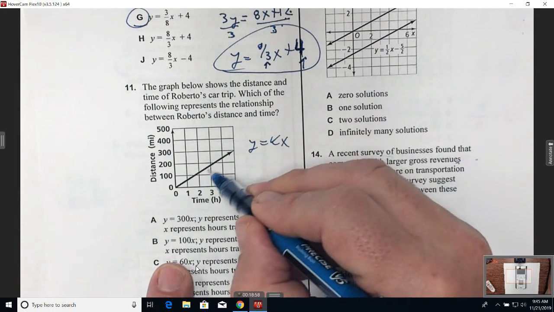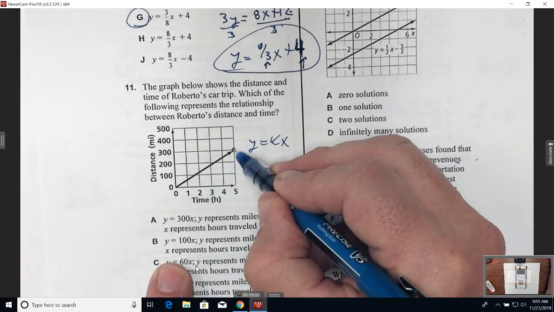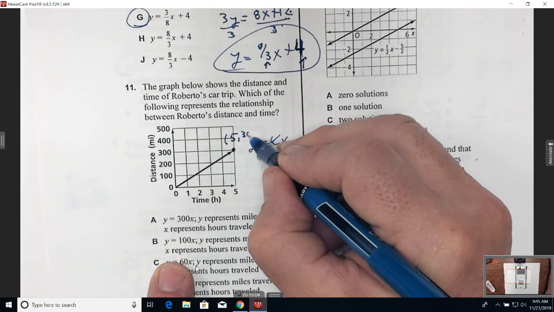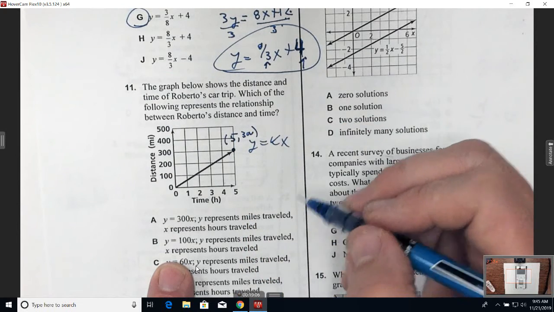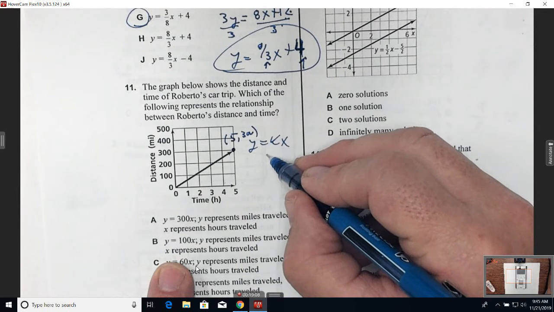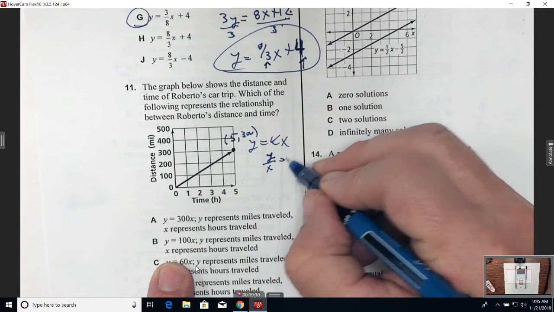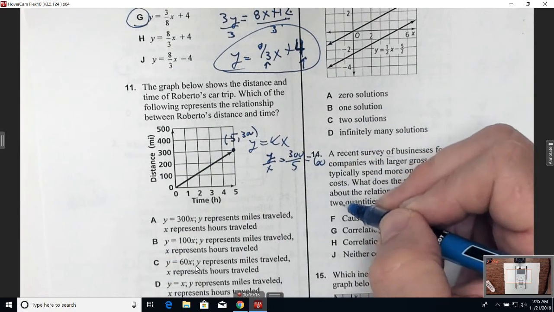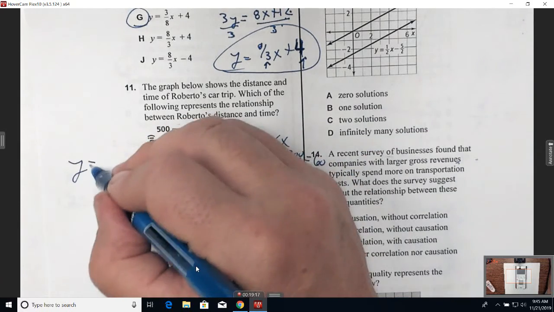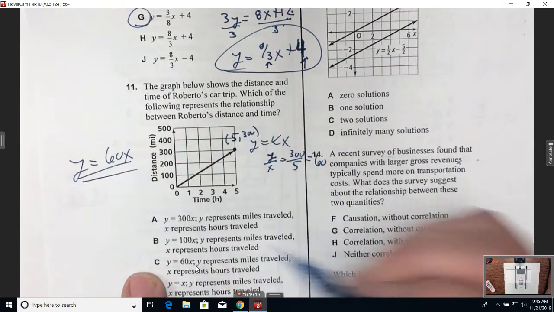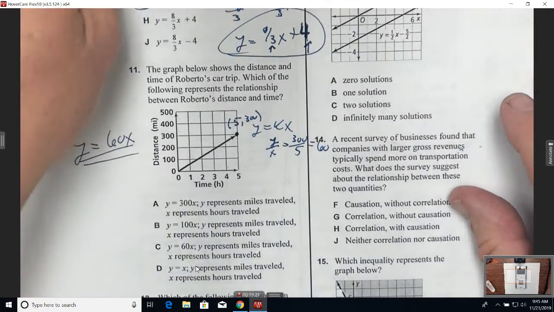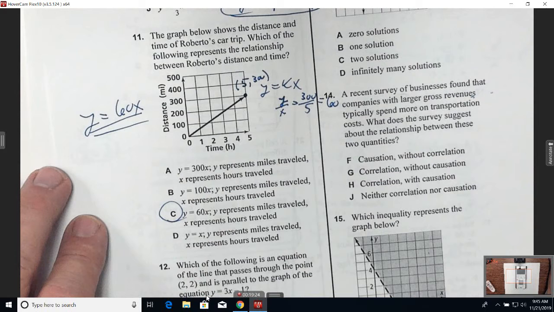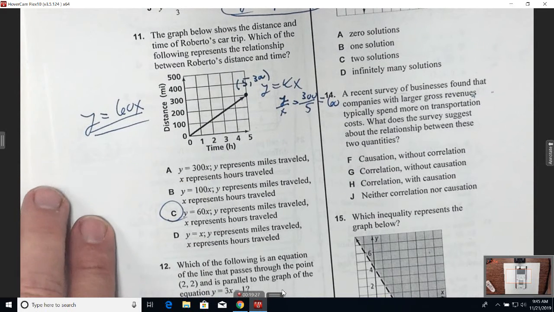So if I look here, it looks like it goes right through this point, which is at the coordinates 5, 300. So to get my k value in a direct variation, it's always y divided by x. So what's 300 divided by 5? 60. So this represents y is equal to 60 times x. And the only answer choice that says that is C. Okay? We good with that?